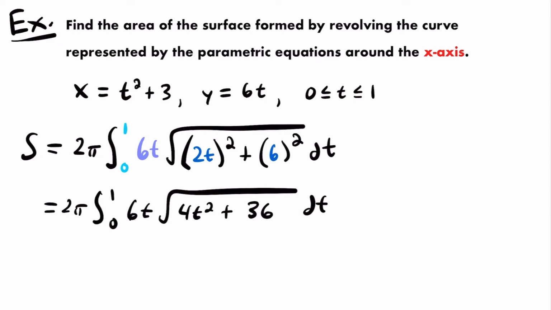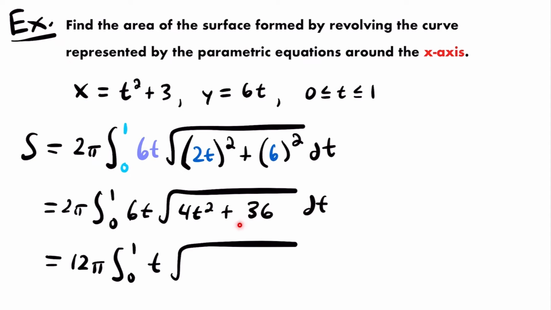All right, now if we want to simplify further, the next thing I'm going to do is pull this 6 out to the front. It's just a constant, so we can pull that outside of the integral, and 6 times 2 pi will be 12 pi. So this is equal to 12 pi times the integral from 0 to 1 of t times the square root of 4t squared plus 36. Now I do notice that both of these terms have a common factor of 4, right?